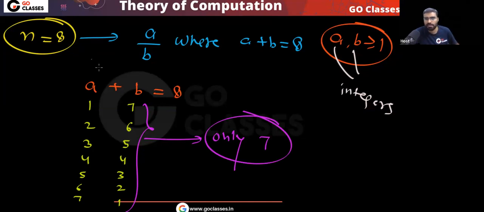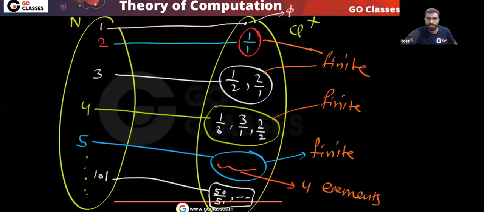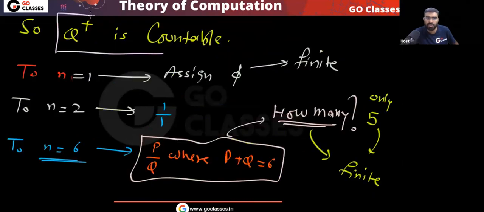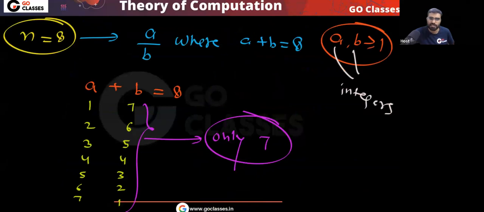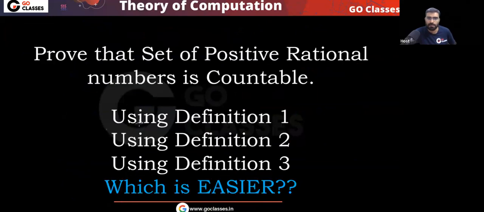So this is the idea. Finally, I can say that Q plus is countable. Is this proof clear? Did it come naturally to you, this assignment? So this is your definition 3. That's what I'm saying: definition 3 is very powerful. Now let's see. Which definition did you find easier? I think definition 3 you found easier.